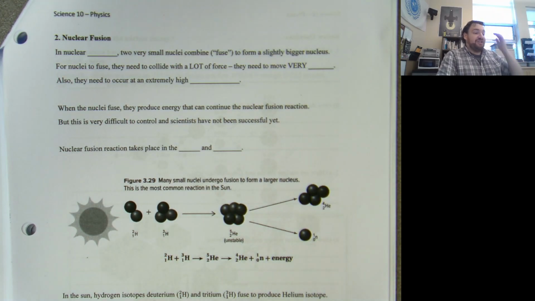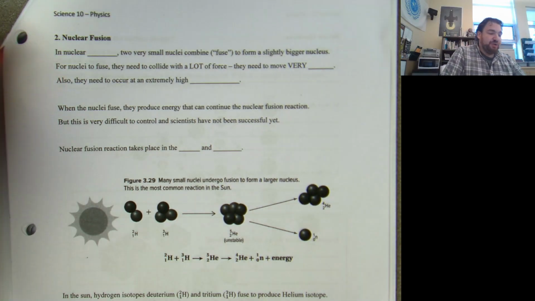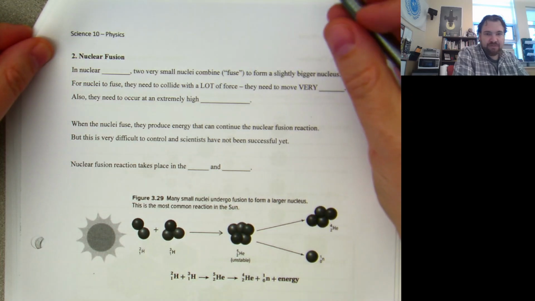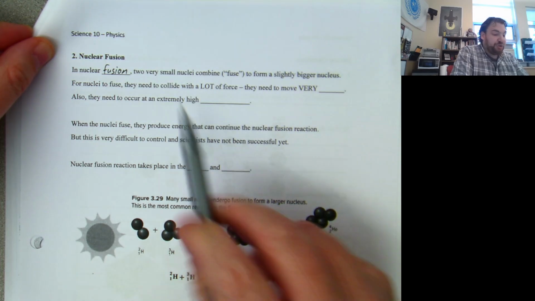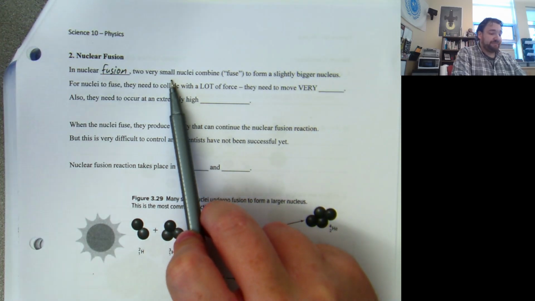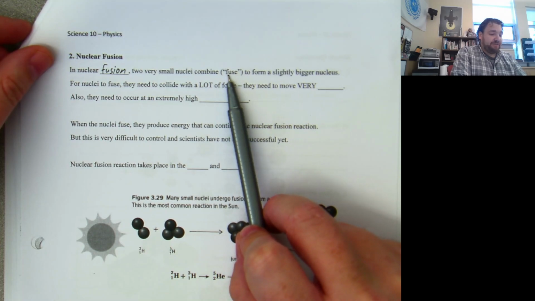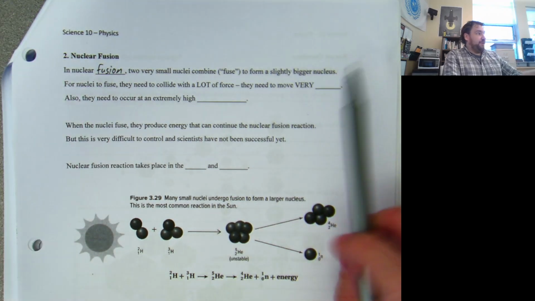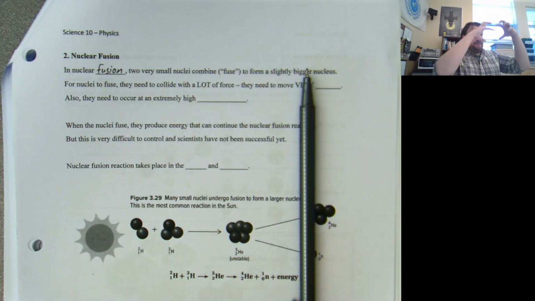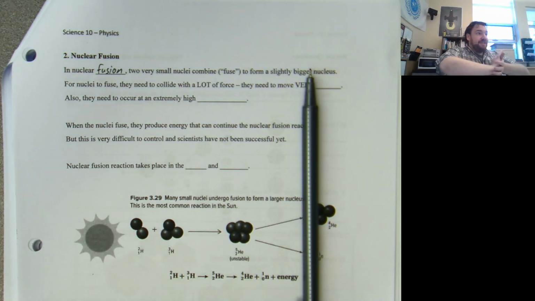So, it's actually more interesting though too. Nuclear fission is the splitting of something heavy. In nuclear fusion, two very small nuclei fuse together to form a slightly bigger nucleus. So it's the other way. Fission takes something big and splits it. Fusion takes something small and slams them together.